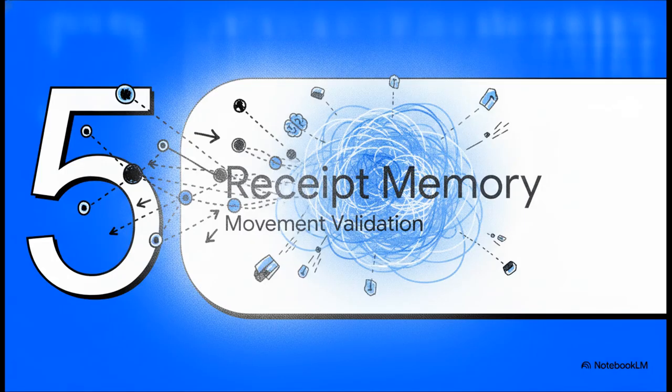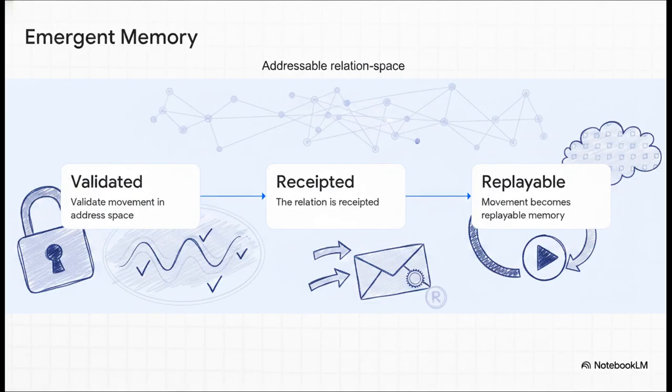And finally, Section 5, movement becomes receipt memory. Let's pull this all together. How does this addressable relation space become what we lazily call memory? Well, it's a three-step consequence of validated movement. Step 1, movement through that 512-bit address envelope is validated. Step 2, the relation is receipted by the system. And Step 3, the movement is made replayable. Only after all three steps do you actually get memory. It's an outcome, for sure, not a storage bin.